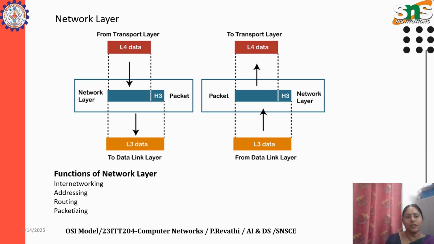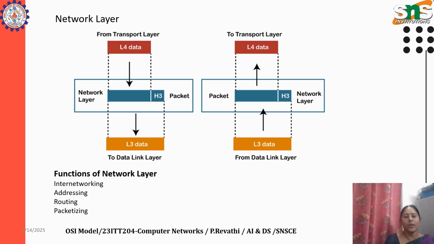Functions of network layer. Internetworking. Internetworking is the main responsibility of the network layer. It provides the logical connection between different devices. Next one is addressing. A network layer adds the source and destination address to the header of the frame. Addressing is used to identify the device on the internet.